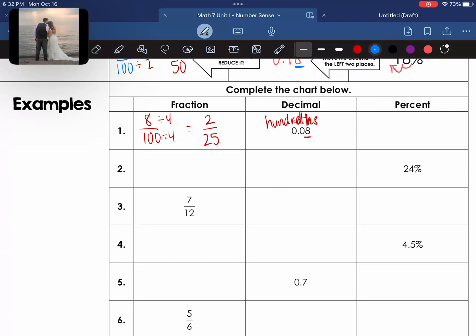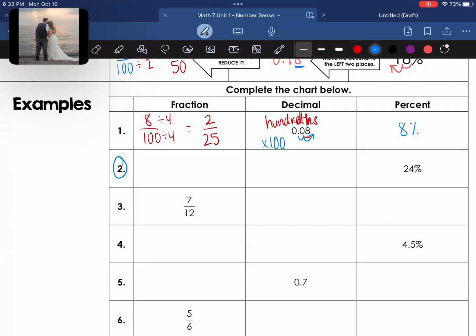And for our percent, remember, you just multiply by 100 or move the decimal to the right 2 place values. So there's our percent. Go ahead and try number 2 on your own. So pause the video here and then play it to see if you get the right answers.